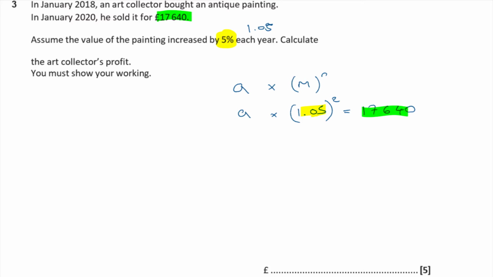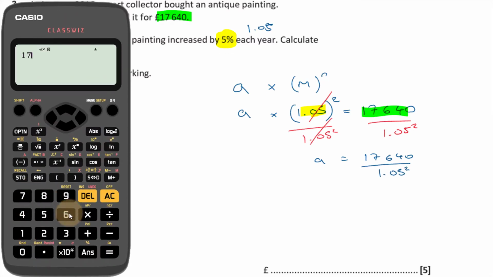We want to find the profit. So I need to find A, and if I take it away from the amount, then I should get the profit, shouldn't I? Okay, so I need to work this backwards to find A, and I can do that just by rearranging. Divide both sides by 1.05 squared. Okay, and then it will disappear on this side and then just reappear on the other. So A is going to be 17,640 divided by 1.05 all squared.